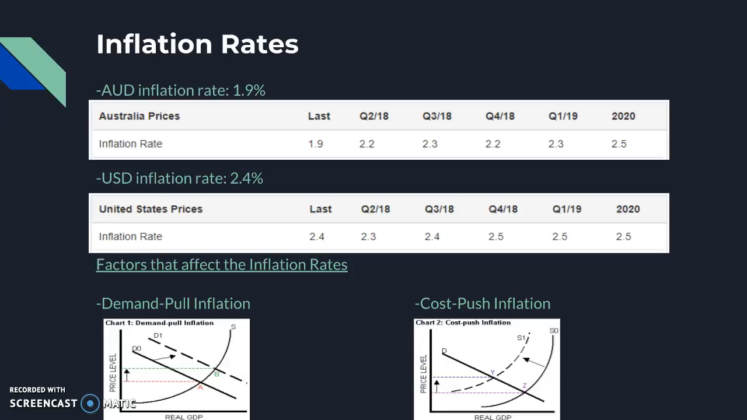Cost push inflation occurs when the price level increases but the supply of real GDP decreases. This can be caused by multiple things such as rising wages, raw material prices, higher taxes, profit push inflation, and also declining productivity.